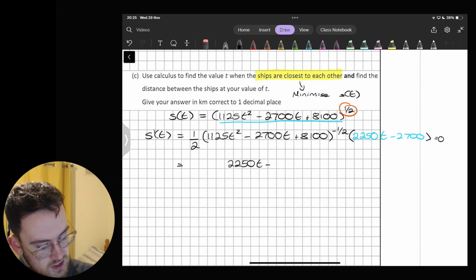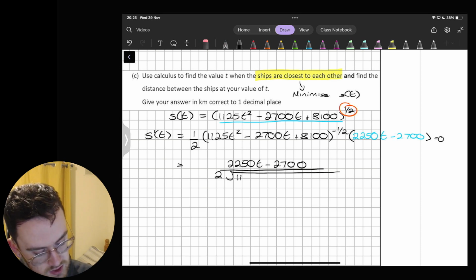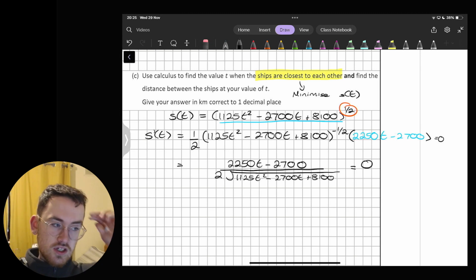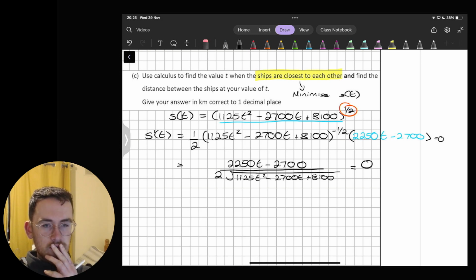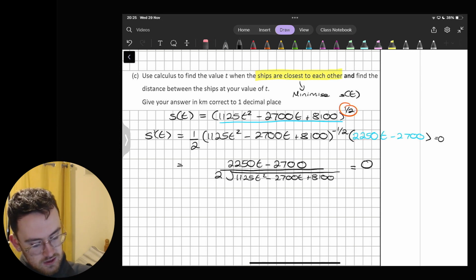So (2250t minus 2700) all over 2 to the square root. We'll use our square root notation this time. 1125t squared minus 2700t plus 8100. And I want to put all of this equal to 0. To save myself a little bit of trouble, I'm going to multiply across by the denominator to completely eliminate it. So that's going to give me 2250t minus 2700 equal to 0.